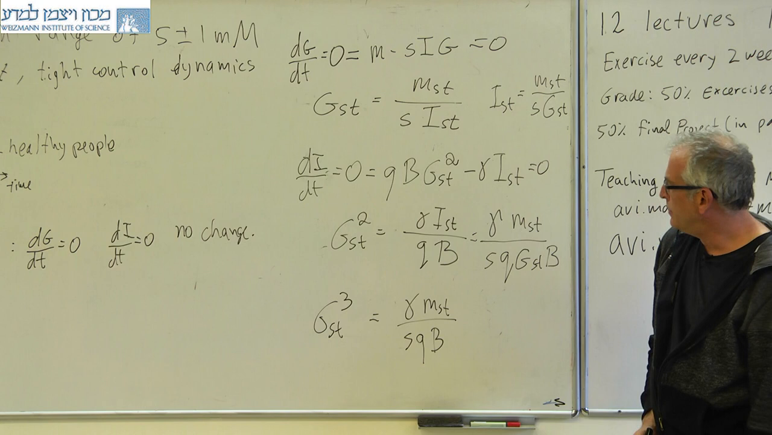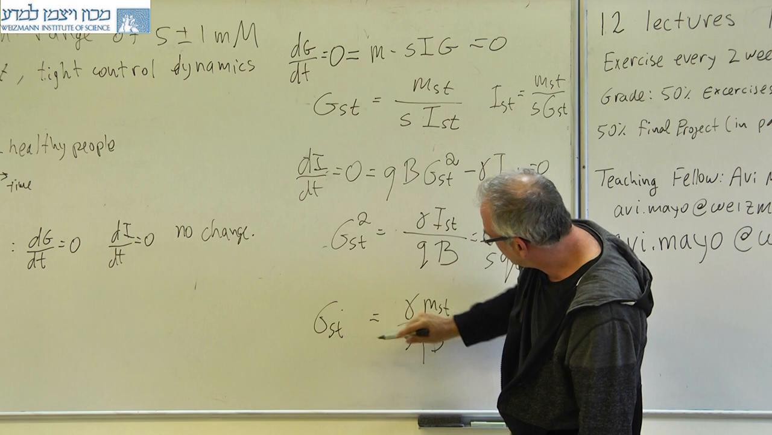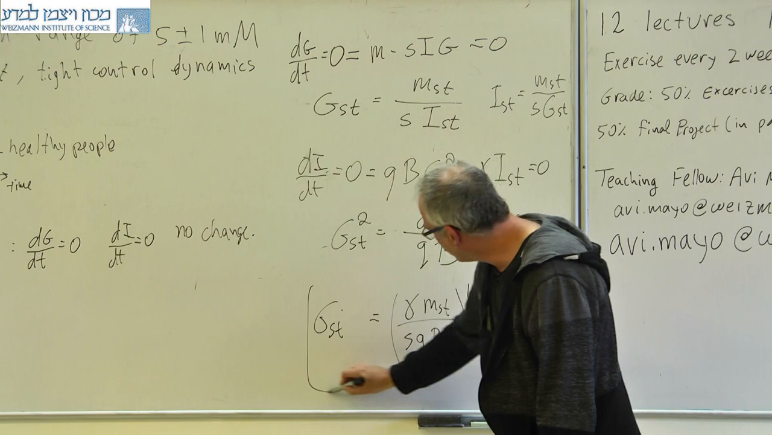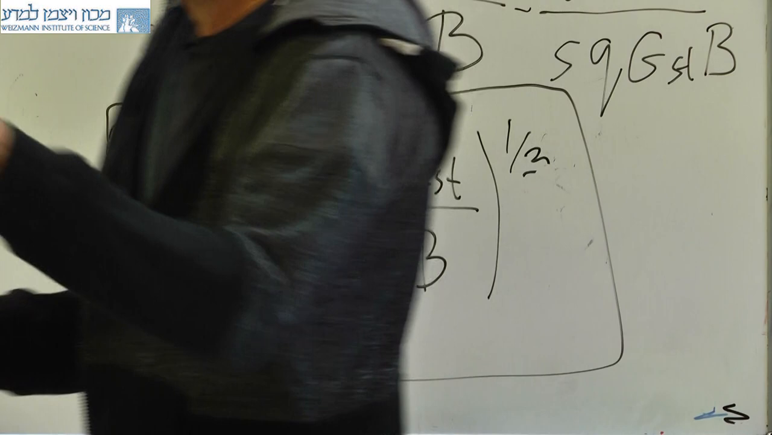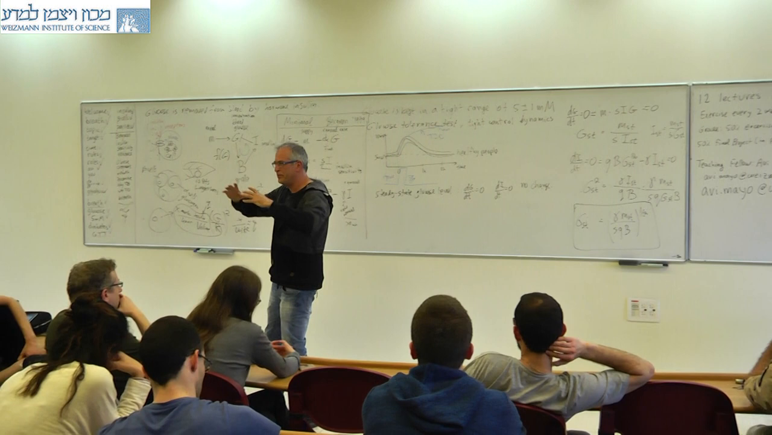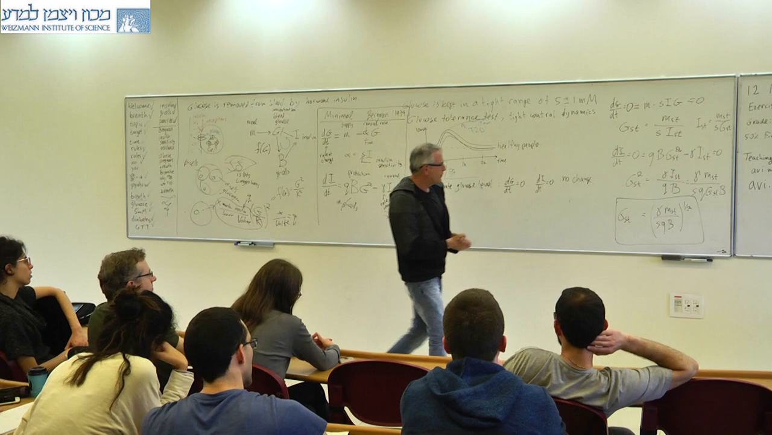And just to finish it off, I'm going to take the third root, so I have just G steady state here, and here I have the third root. And that's going to be our answer. Let's talk about this for a second. This third root, by the way, is because of your questions, because of this square. If it was to the fourth power, it would have been the fifth root, which is even more powerful.